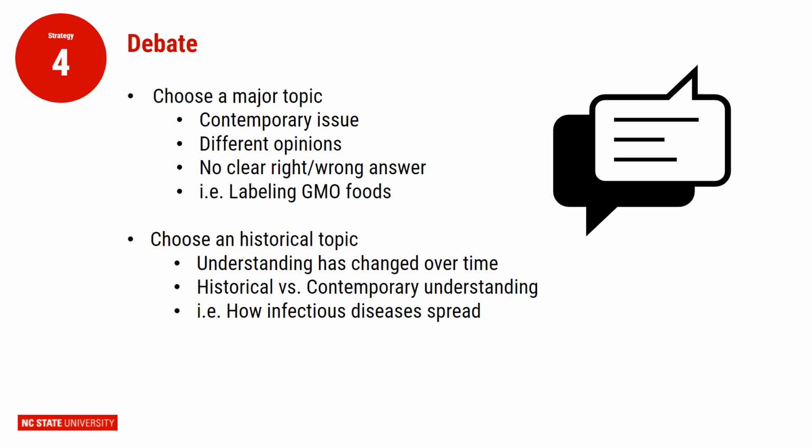Topics for the debate can be everyday topics that students need little formal knowledge about, or more specific content from the course. It works particularly well when discussing a major and/or contemporary issue with differing opinions and possibly no clear right or wrong answers, such as the topic of labeling GMO foods. It can also be used to call attention to how perspective and understandings of a major issue have changed over time, such as how specific infectious diseases spread.